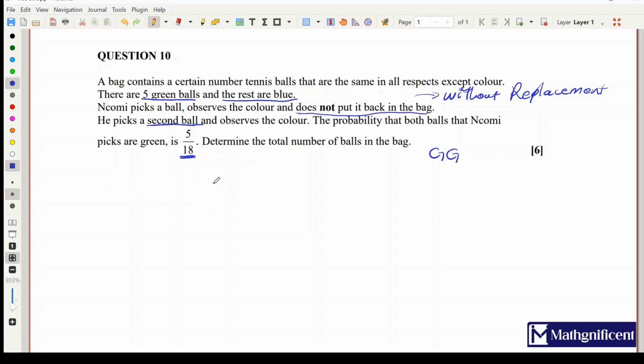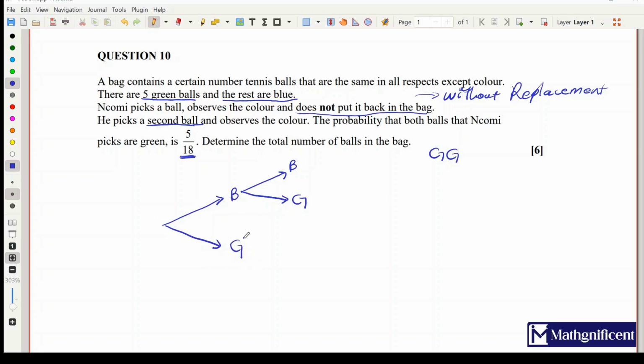So now we can just use a tree diagram for illustration purposes. We know that we can select a blue ball or a green ball. Then there is a probability that the first ball is blue, then the second ball can also be blue, or the second ball can be green.